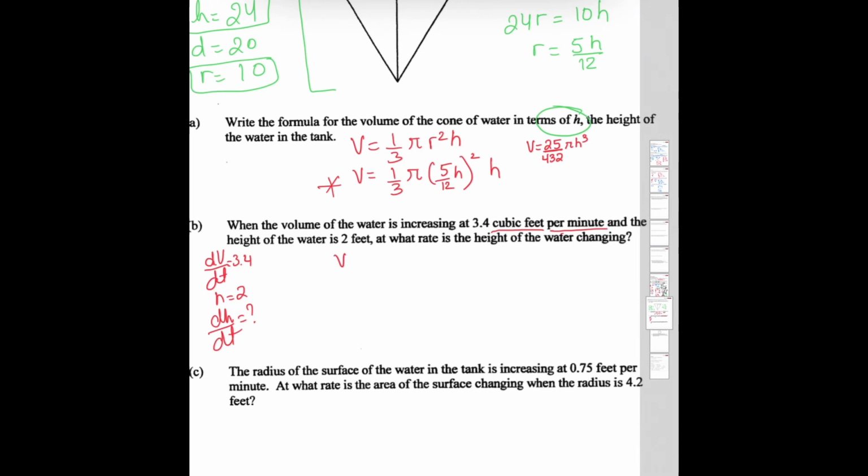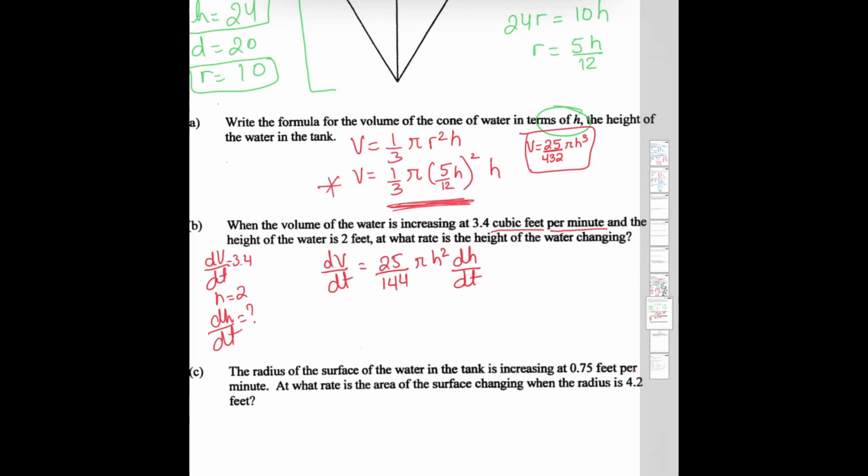I'm not going to rewrite it actually, I'm just going to take the derivative here. So dV/dt would be what? This is the formula here. I simplified it, so that would be 25 over 144 pi H squared dH/dt. Yes, the 3 goes into 432 144 times, right? We just saw that over here also, if you were to think about it.